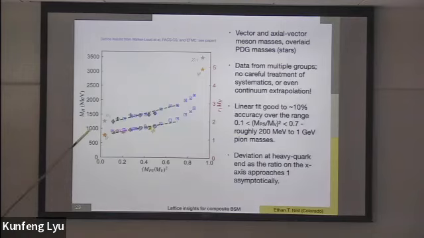In axial vectors, I have the a1 and the c1. So basically, you can read off that these are the light quark vector and axial vector mesons. This is the strange vector meson, the phi. These are the charm vector and axial vector mesons.